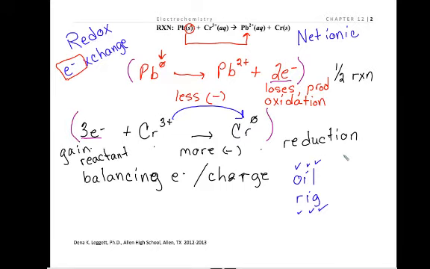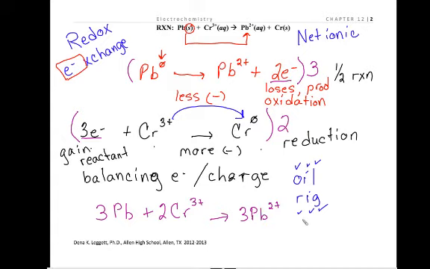The least common multiple of 2 and 3 is 6. So I'm going to multiply that half reaction by 3 and this half reaction by 2. So if I did that, my balanced overall reaction would be 3 lead plus 2 chromium 3+ ions yields 3 lead 2+ plus 2 chromium solids.